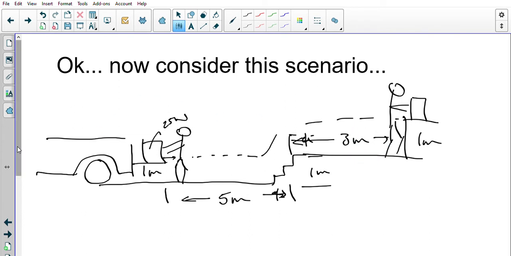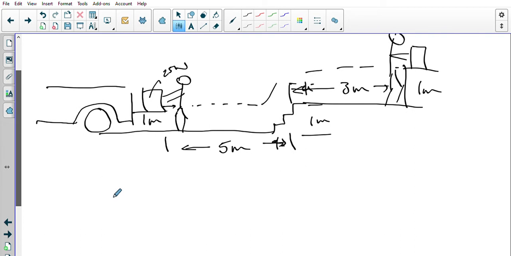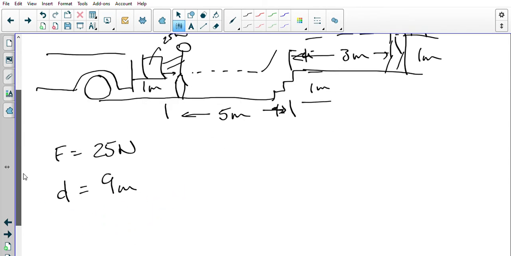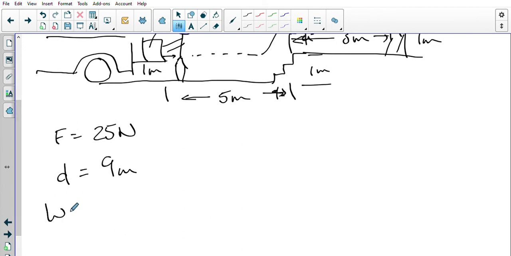All right. So work, well, we have this 25 newtons. What does 25 newtons represent? Well, it's newtons, so that's a force. Okay. Then we have a distance of all 5 and 1 and 3. So we've got like 5, 6, 7, 8, 9 meters, and that being our distance. And how much work was done? And so we would say, well, here's this, work, force, distance.